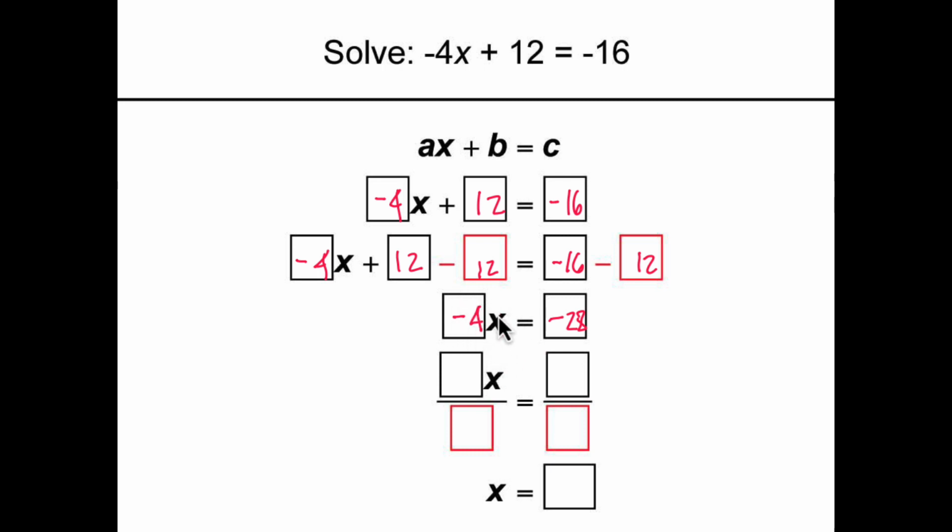This expression, negative 4x, involves multiplication. To undo it, we need to divide. So we take negative 4x and divide it by negative 4. Likewise, we take negative 28 and also divide it by negative 4. So you can see both sides are divided by negative 4. Simplifying, we get x is equal to 7.